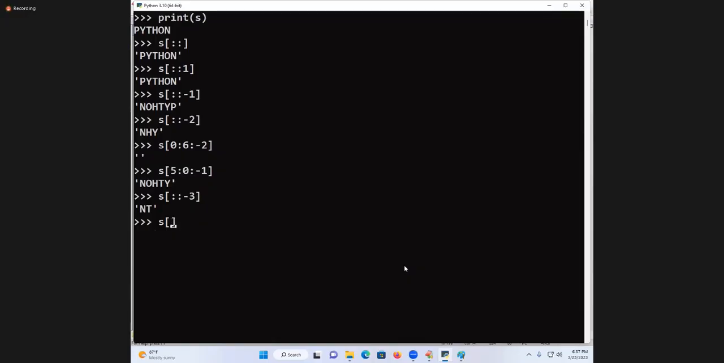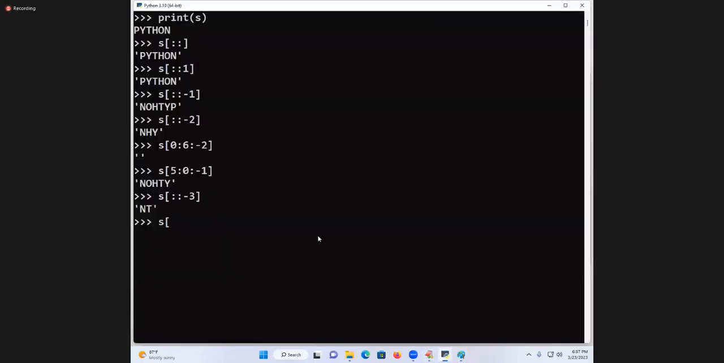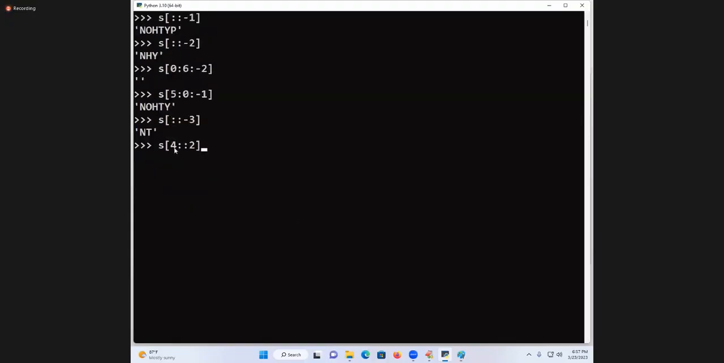Now I will write it. Let me see my diagram. I want to prepare one small word. 4 colon, and 2 I want to write. 4 colon: what is specified? Begin. What I did not specify? End. What I specified also? Minus 2. Beautiful. Don't make mistakes by yourself. 4 to where? When I did not specify end, what is it taken as?